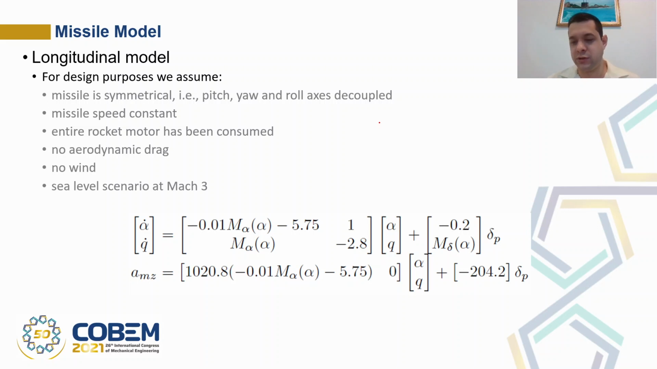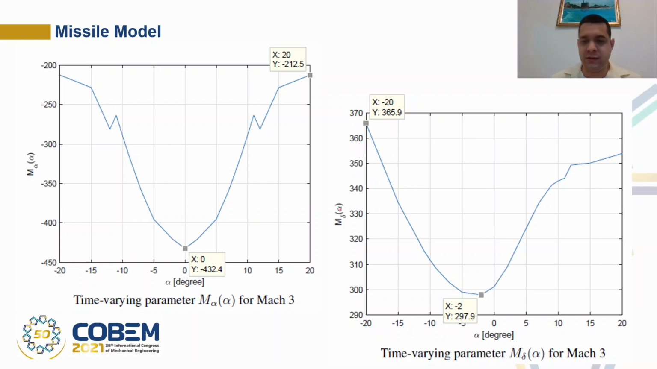So the model is numerically defined here and has two states, angle of attack and pitch rate, pitch actuator deflection as input, and missile acceleration in body Z as output. Note that the model has two time varying parameters, M alpha and M delta, that are nonlinear functions of alpha, which we assume can be measured.